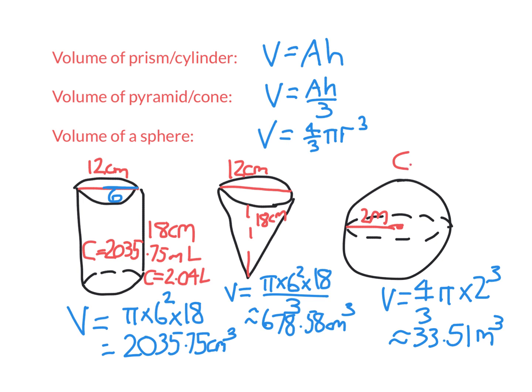So the capacity of this, 33.51 times 1,000, I get 33,510 liters. It would hold 33,510 liters. That might seem like a lot, but a sphere with radius 2 meters is much, much bigger than you or I. A meter cubed is actually quite big. It holds 1,000 liters. All right, let's now look at some challenge questions.